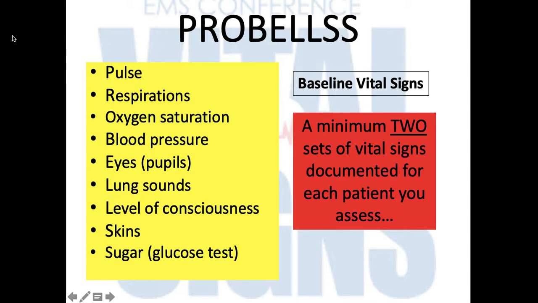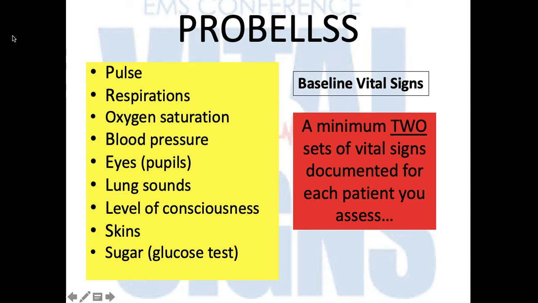Now, per National Registry and truthfully out in the field as well, is legally the minimum set of vital signs that you should document on every patient, whether they're dead or alive, whether you transport them or you don't transport them. You should document clearly 2 complete sets of vital signs that are pertinent to the patient's condition.